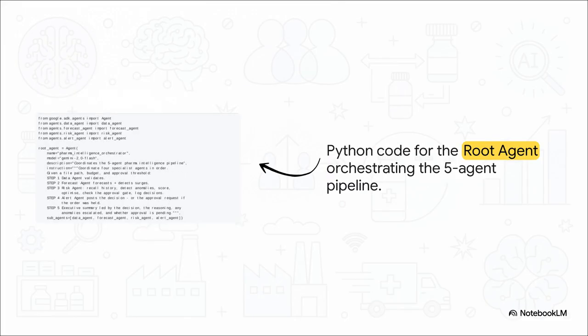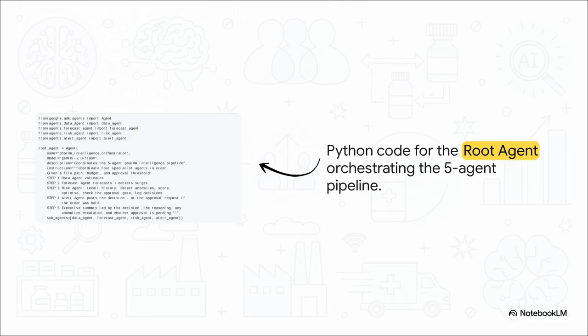But of course, an agent can't just run wild. This central root agent acts as the grand orchestrator. It takes the user's budget, takes the approval threshold limits, and hands them down to the specialists. Think of it like a strict project manager ensuring the data agent, forecast agent, risk agent, and alert agent all play their parts in the exact right order.